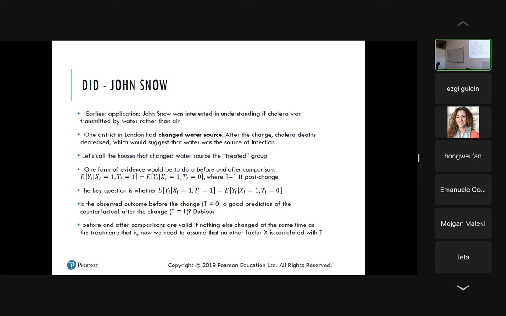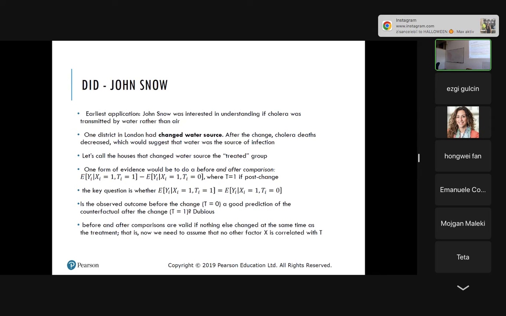So just going back to one of the earliest applications, John Snow, who was interested in understanding whether cholera was transmitted by water or by air. We have a district in London that had changed water source, and after the change, cholera deaths in that district decreased. So we might be led to say that this change in the water was good, that the water that was there before was the source of the infection. But there are other variables which may affect this transmission, whether the cholera has been transmitted by water or air, and there might also be differences over time. So that's what we account for by using the difference in differences estimate.